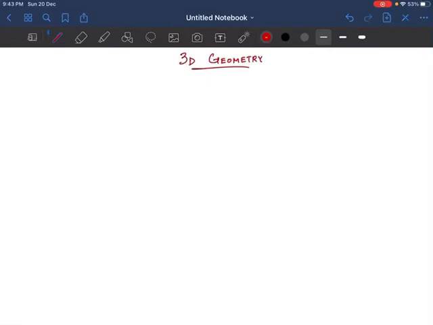So now we're going to start 3D geometry. It's nothing different to 2D geometry. The only difference is that there is another axis to it. So 2D geometry means what? Two-dimensional geometry. We have done this one. Here we have x-axis and here we have y-axis. So this one was 2D geometry.